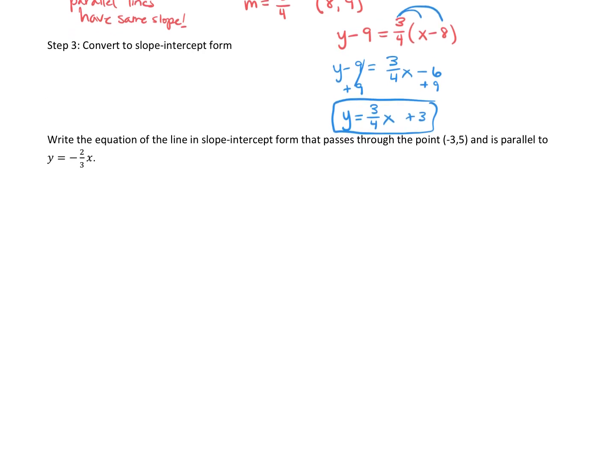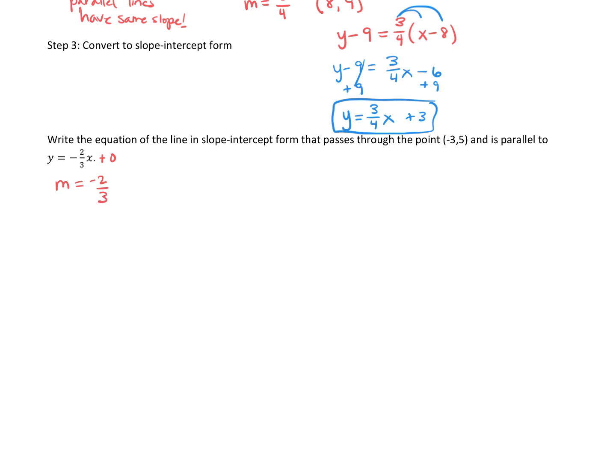All right, let's try one more example just to make sure we're feeling good about writing an equation that's parallel to a given line. Write the equation of the line in slope-intercept form that passes through the point (-3, 5) and is parallel to y equals negative 2/3 x. This might look a little different. What you're missing is the plus b, your y-intercept. You can imagine there's a plus 0 on there. Now that we see the whole thing, the slope is always the number with the x, so the slope of the line is negative 2/3.